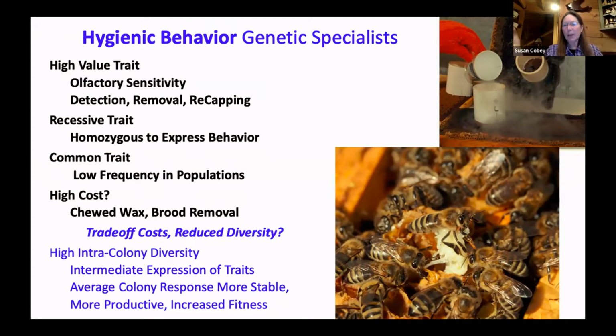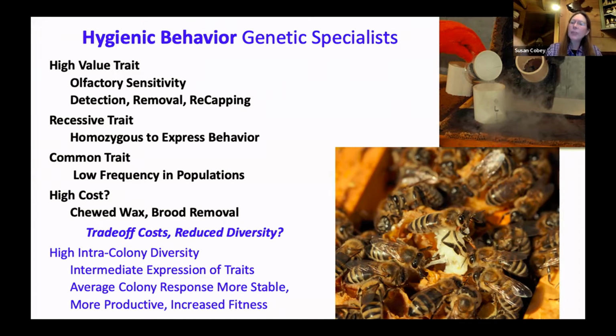Hygienic behavior. This is a genetic specialist within the hive. It's a very high value trait, obviously. It's high olfactory sensitivity. The bees have a really good sense of smell. So they're detecting and removing, sometimes recapping the cells and trying to get rid of diseases, preventing diseases. It's a recessive trait, which means it needs to be homozygous, which means you have to have it in both the drone and the queen for that to be expressed. Heterozygous is if they're different. Homozygous means they're the same. They both have to carry those genes to have it expressed.